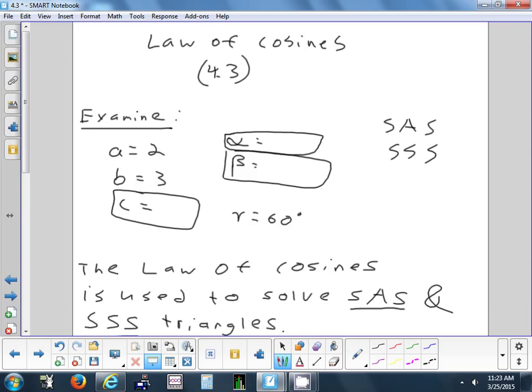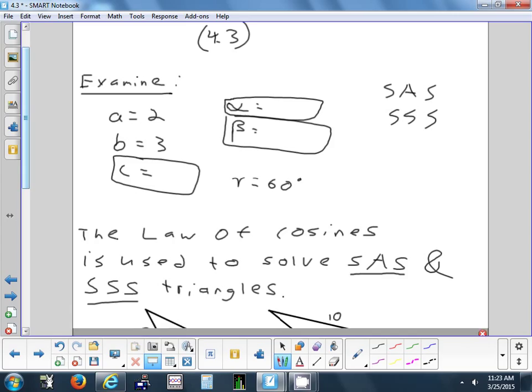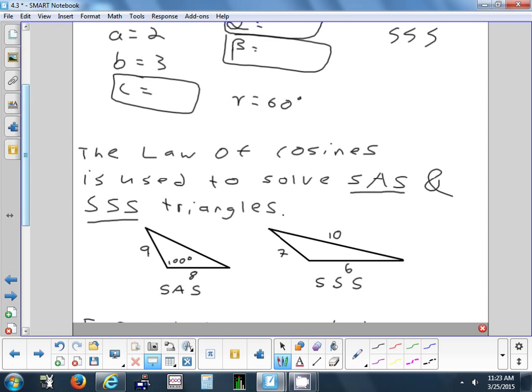Well, side, side, side is the third type, if they give you all the sides. Oh, right. Yeah. I thought you were saying out of the SAS that we already had. Okay. I wanted to use a good word.